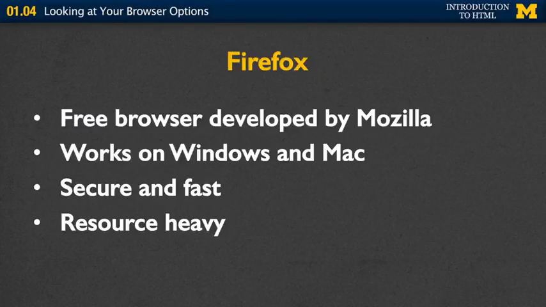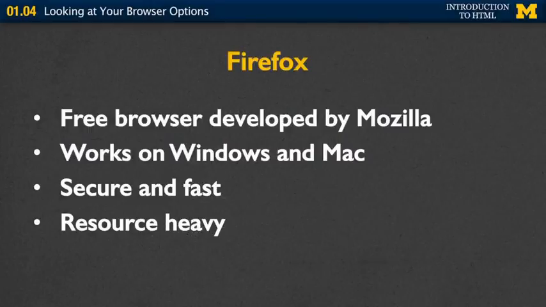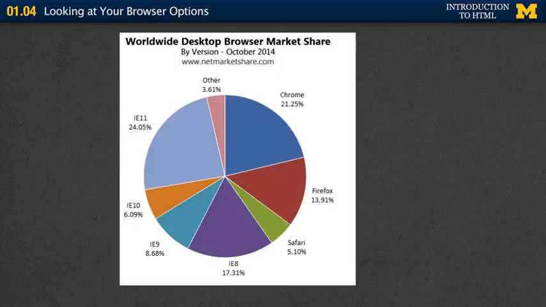Next, we have Firefox. Now, Firefox is extremely secure and it's very fast. I know a lot of different developers who like to develop and test their websites using Firefox because there are so many tools built in. The downfall, however, is that Firefox tends to be resource heavy. And what I mean by that is that when you're running Firefox, it tends to slow down your entire machine. So that's a trade-off you have to think about when you're developing.